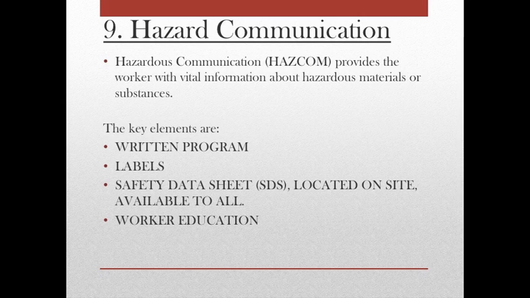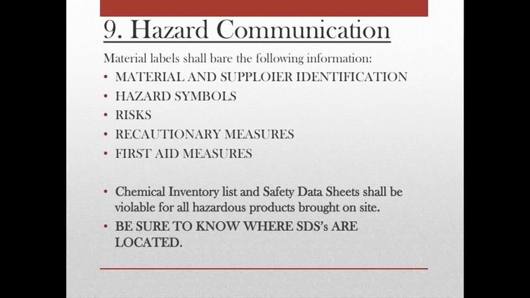Hazard communication. Hazard communication, HAZCOM, provides the worker with vital information about hazardous materials or substances. The key elements are written program, labels, safety data sheets located on site and available to all, and worker education. Material labels shall bear the following information: material and supplier identification, hazard symbols, risks, precautionary measures, first aid measures. Chemical inventory list and safety data sheet shall be available for all hazardous products brought on site.